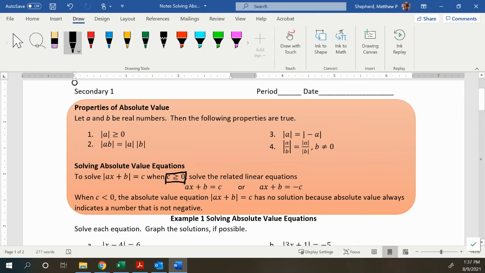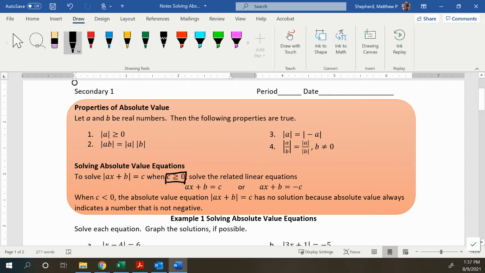But if c was a positive, we can solve this in two ways. By getting ax plus b is equal to c, and solving the equation. Notice everything stays the same. ax plus b equals, and then the one thing that changed is on the side opposite from the absolute value, it changed to a negative. That's the big change. So absolute value equations are going to have two answers.